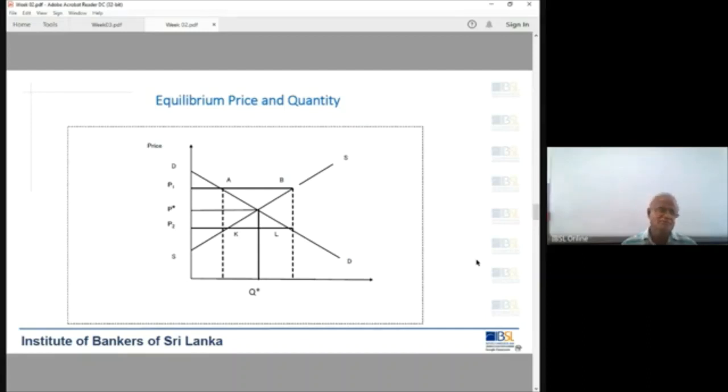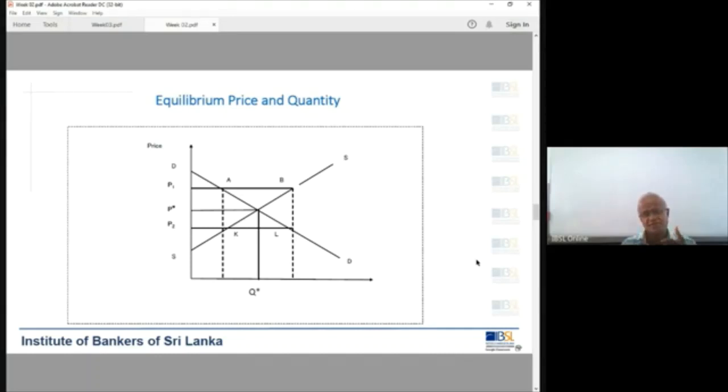The suppliers see that the current price P2 is less than the equilibrium price P star. Then they want to supply less. They are discouraged. Therefore, there will be excess demand for the product. Now we have covered three situations: excess supply, excess demand, and no excess supply or demand.